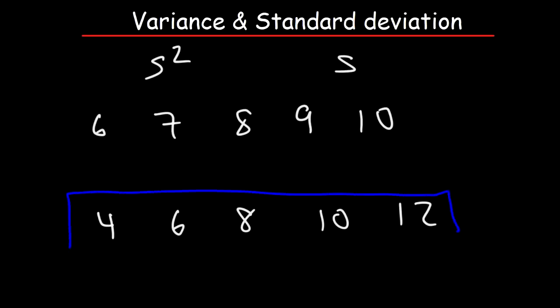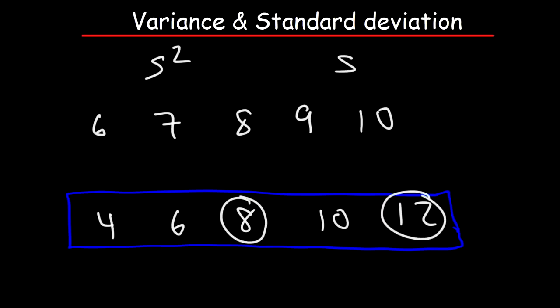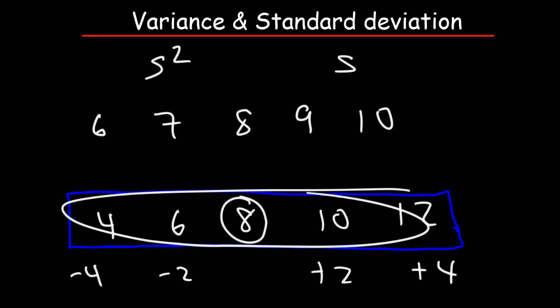Notice that the numbers are more spread out from the mean. There's more variation. As you can see, the first number, 10, is 2 units away from the mean, 8. The second number, 12, is 4 units away. So I'm going to put plus 2, plus 4, minus 2, minus 4. So there are more deviations from the mean. Therefore, the standard deviation and the variance will be higher for the second list.